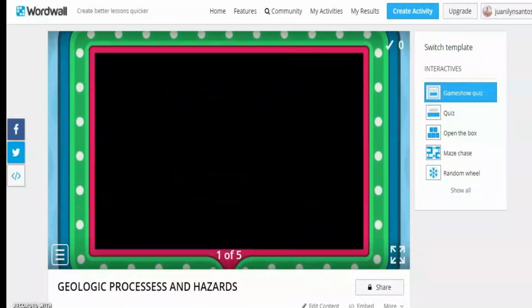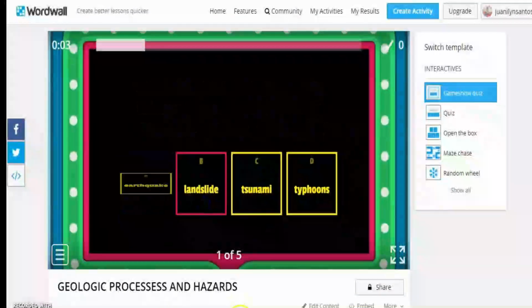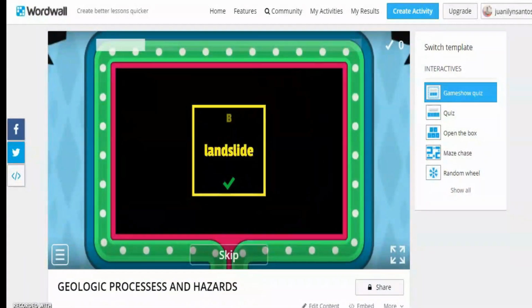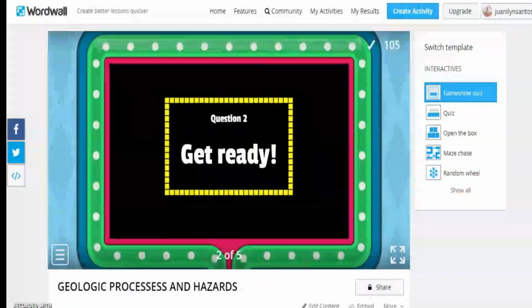Question number 1, get ready. Which of the following may result in falling rocks and debris that collide with people, buildings, and vehicles? The correct answer is landslide. You have 100 score and 5-time bonus.